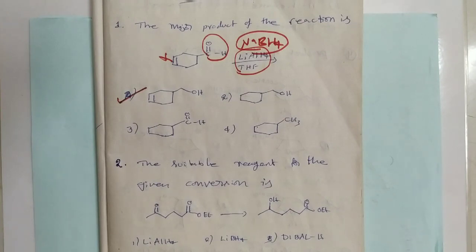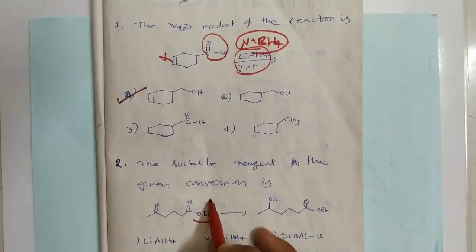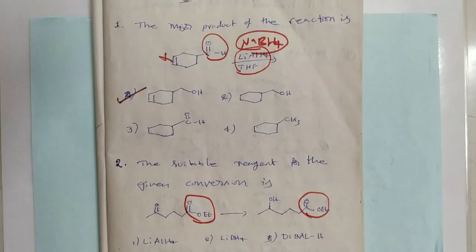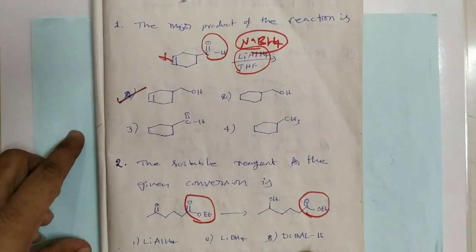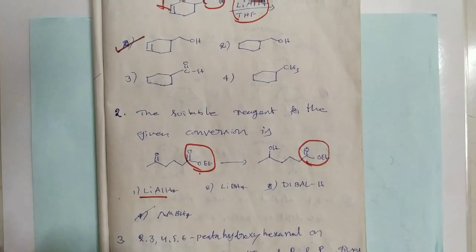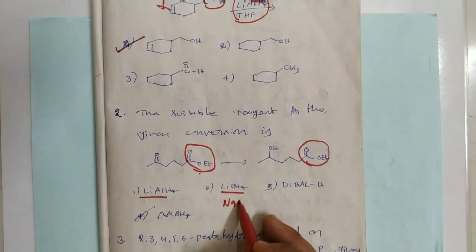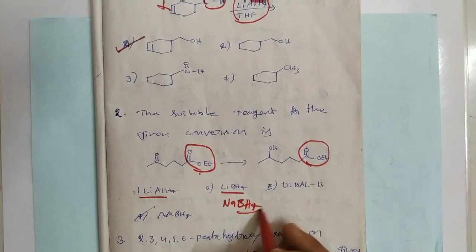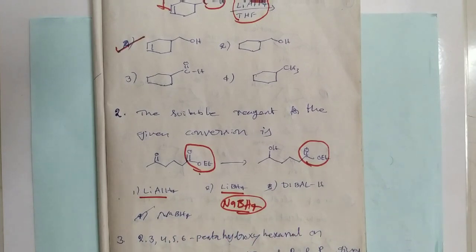Okay, and next, the suitable reagent for the given conversion is... this is the keto ester. In this case, the ester is not reduced. That ester group is not reduced and the keto group is reduced. With lithium aluminum hydride, the ester is also reduced. With sodium borohydride, NaBH4, that ester group is not reduced.